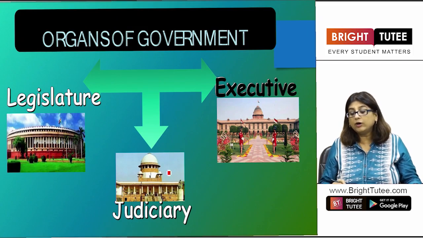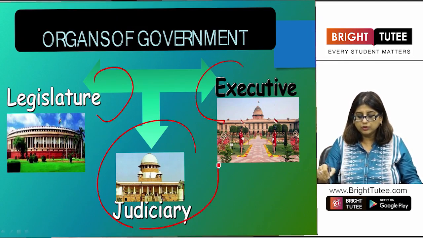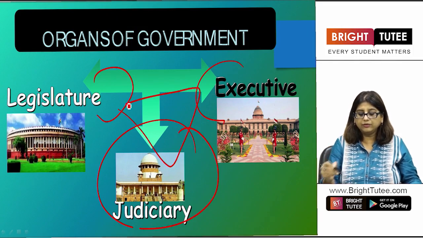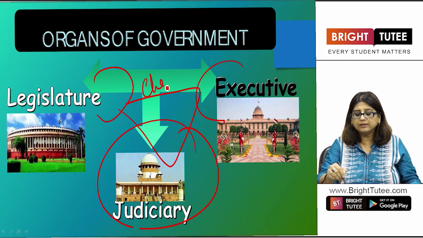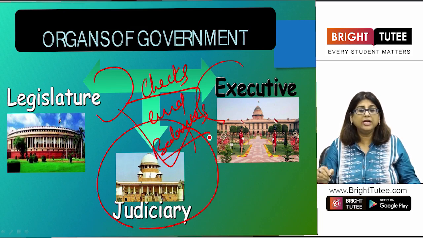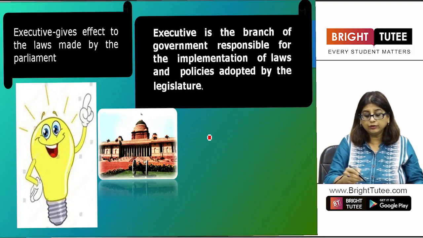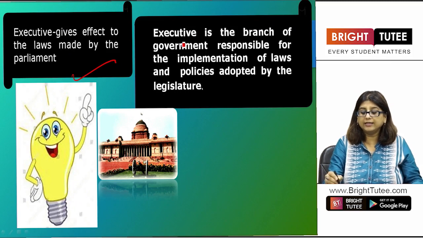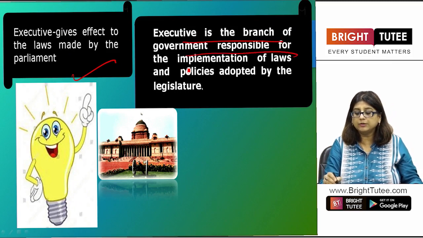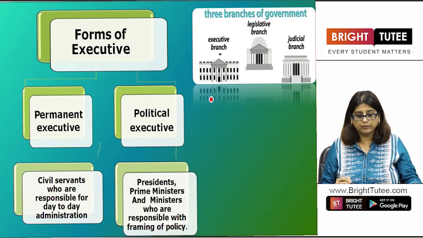The organs of government are legislature, executive, and judiciary. And all these three are interlinked, and this is also checks and balances too, because they keep an eye on each other, whether each organ is working properly or not. Executive gives effect to the laws made by the parliament, and executive is the branch of government responsible for the implementation of laws and policies adopted by the legislature.